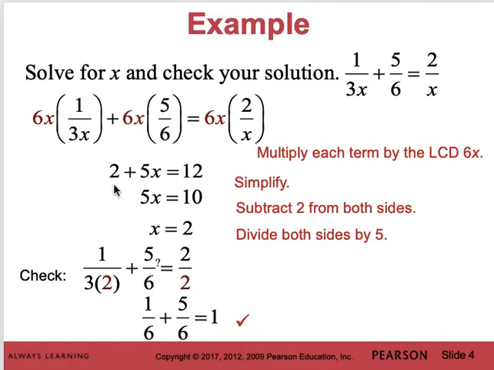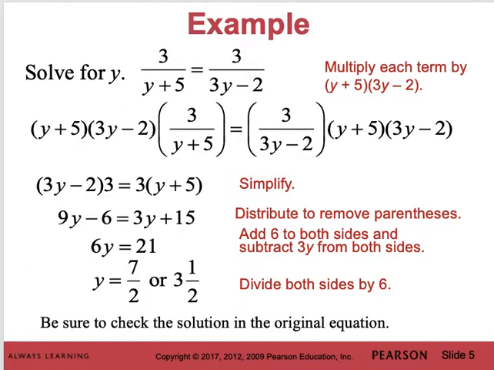Next, I want to solve for x. So I'm going to subtract 2 from both sides. So now I'm left with 5x equals 10. Divide both sides by 5. x equals 2. Check my solution. If I replace x with 2, does it work? And yes, it does. I end up getting 6 over 6, which equals 1, and that is true.